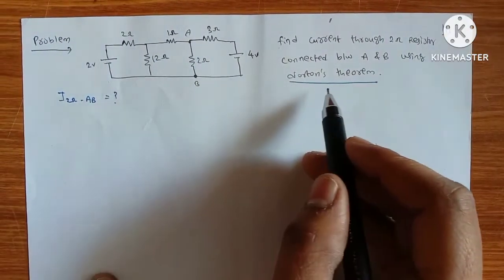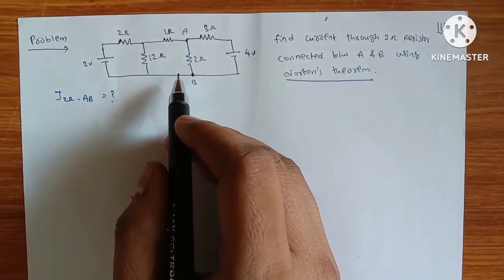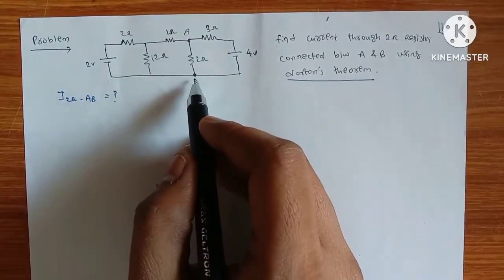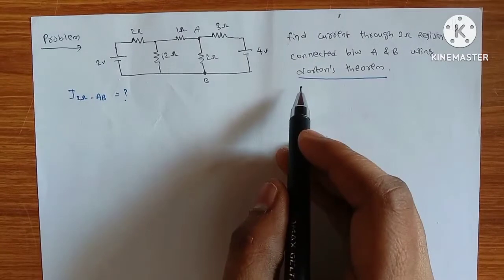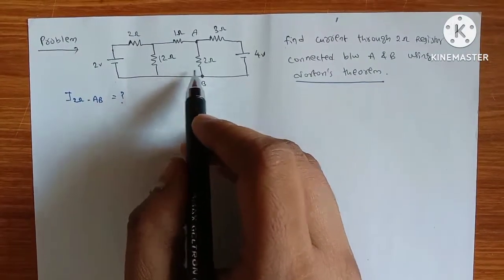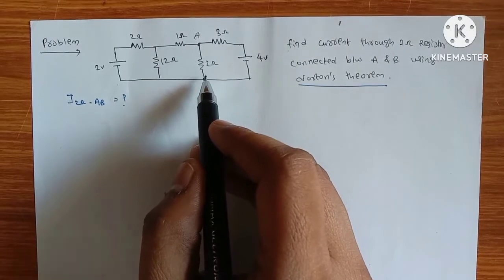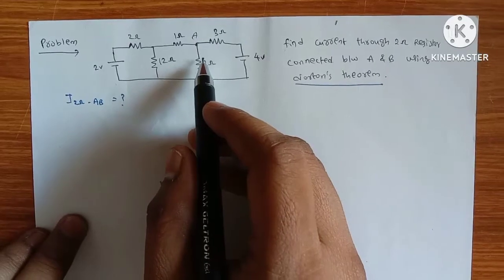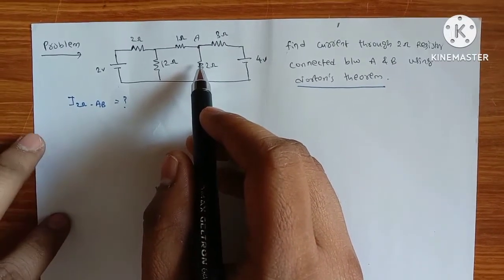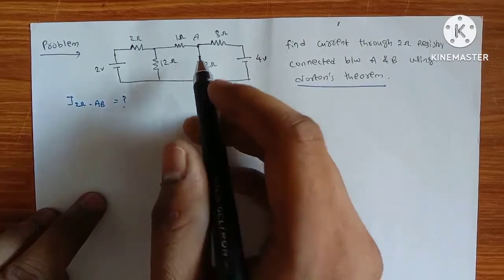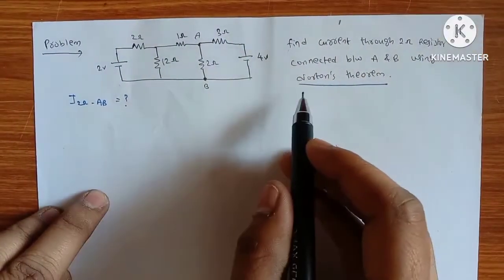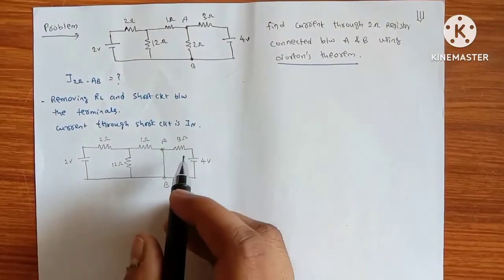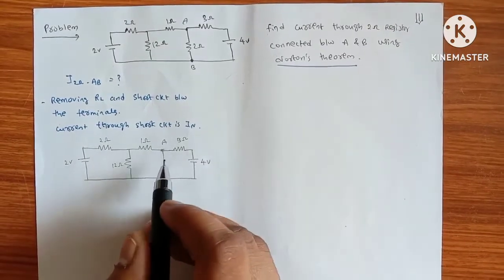From the steps of Norton's theorem, the first step is we should identify the load. Here the load is the 2 ohms resistor between A and B. From step 2 of Norton's theorem, we should remove the load and short circuit the terminals, and the current flowing in this terminal is IN. IN is nothing but Norton's current. So from step 2, the circuit looks as follows. This is how the circuit looks from step 2 of Norton's theorem.